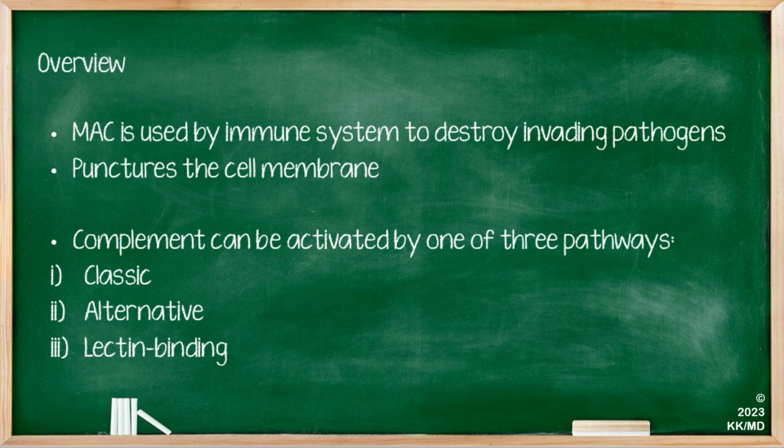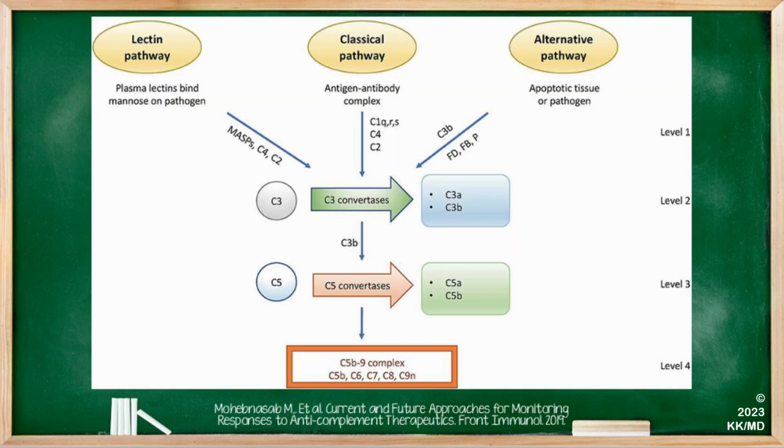Complement can be activated by one of three pathways. These include the classic, alternate, and lectin binding pathways. I'm sure all of you remember this from your medical school days. This is something that a lot of clinicians and medical students struggle to understand, but it's really quite similar to your clotting cascades in the way that one factor is going to act on another, which will activate it, and then that, as a result, will activate the next factor, sort of having sequential events.